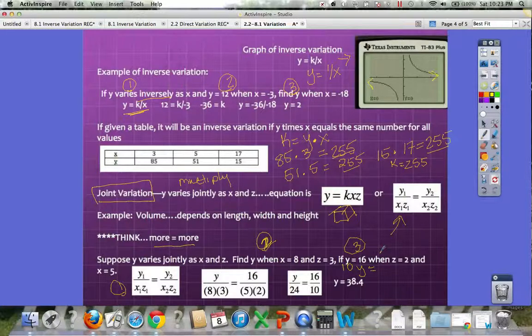Hold on, I'll tell you what it is. 384. So 10 divided, I should have known what that was. 384.